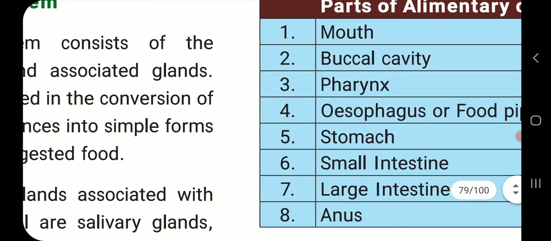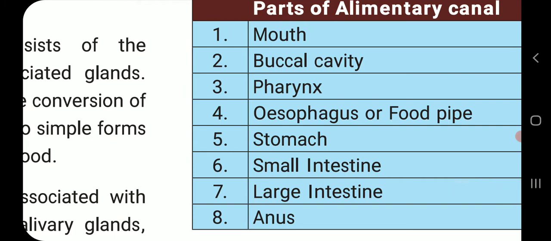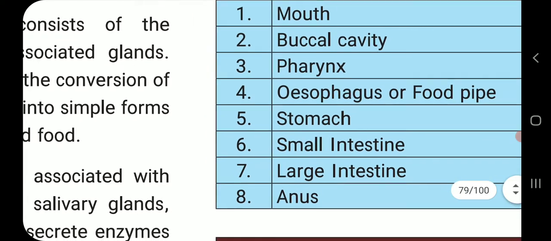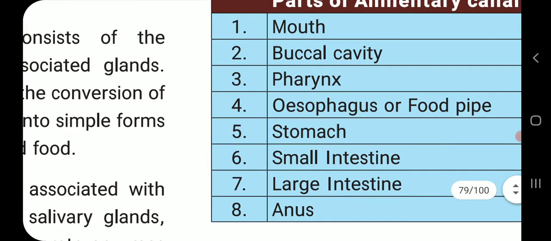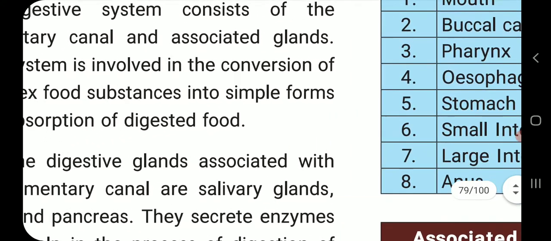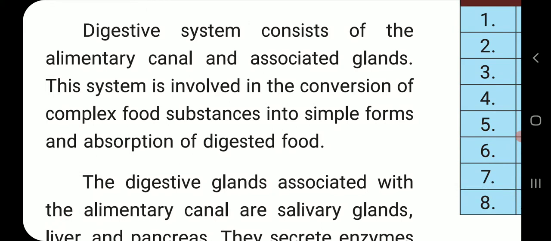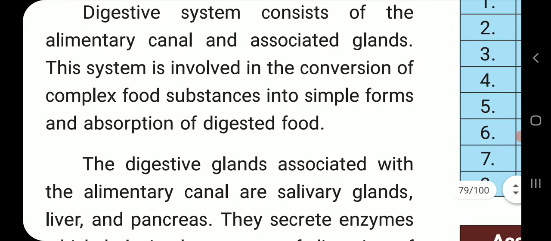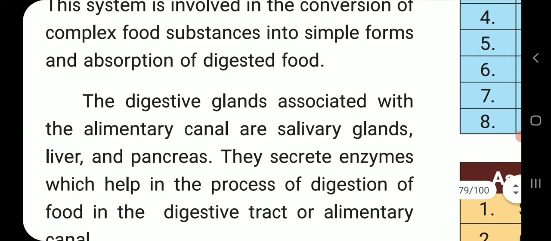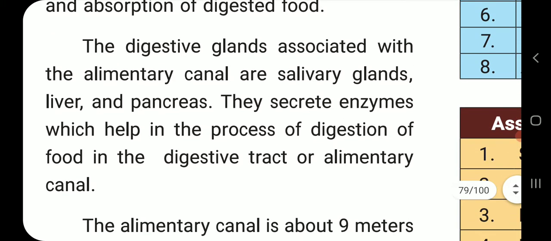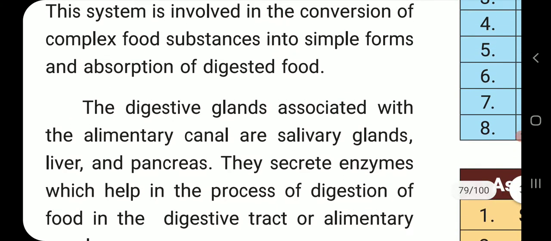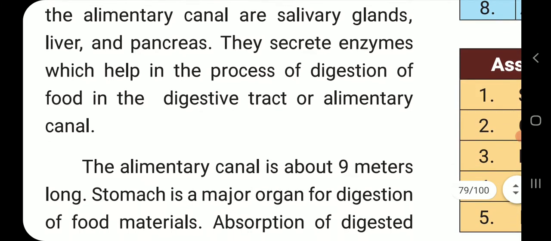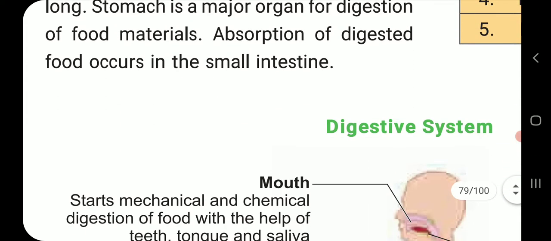You should know the parts of the digestive system. It consists of eight important parts: mouth, buccal cavity, pharynx, esophagus or the food pipe, stomach, small intestine and large intestine, and finally the anus. The main function of the digestive system is that it converts complex food substances into simple forms, and it secretes enzymes. These two are the important functions. Whatever I am telling, those lines you need to underline.